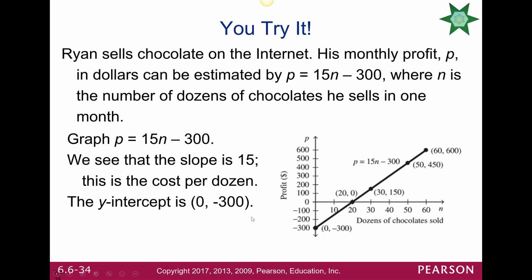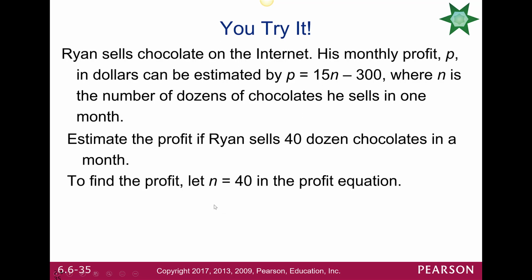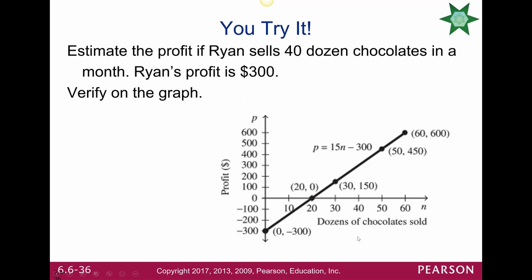Now we want to estimate the profit if Ryan sells 40 dozen chocolates in a month. To find that profit, you want to let n equal 40 in the profit equation. So I substituted 40 for n, and I come up with a profit of $300. And we can actually go back and verify this on the graph. If we look at the 40 here and we go up and look at where that crosses the line, it crosses at 300, which is what we found when we did the solution in the equation.